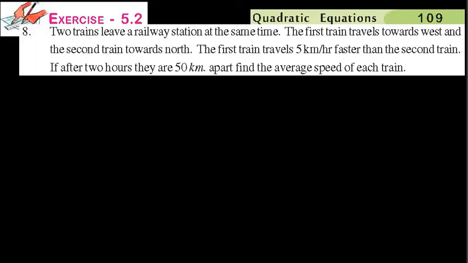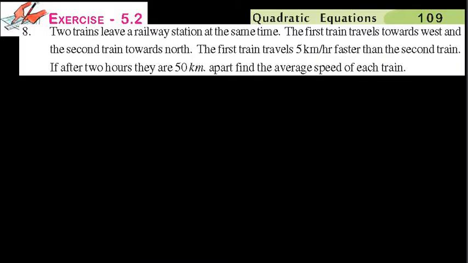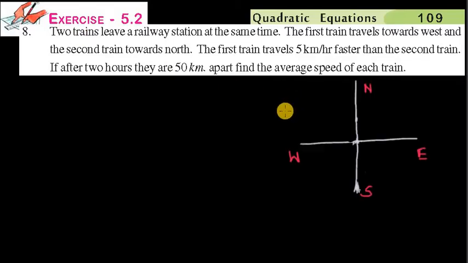The question is, here we have two trains going in different directions, not opposite. So when they are going in different directions, first we will take a diagram and after that we will see. Here I am showing the directions. As you are very familiar, the north and south and east and west.